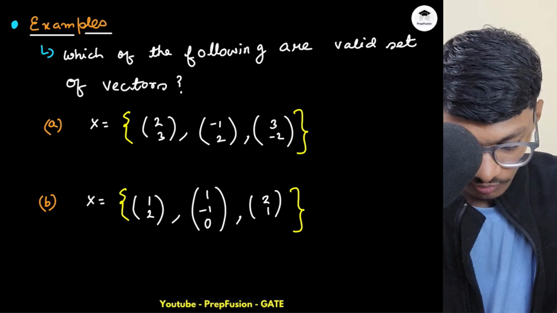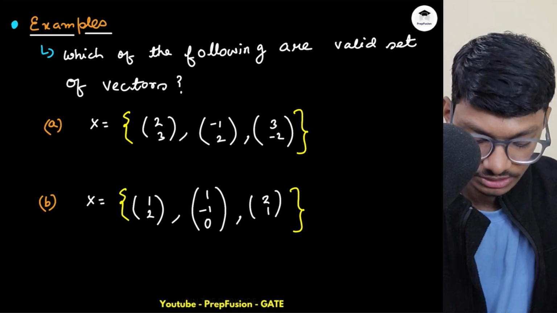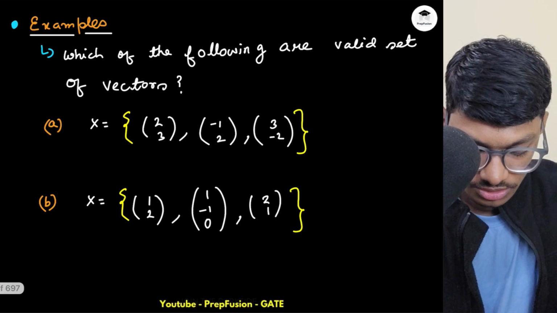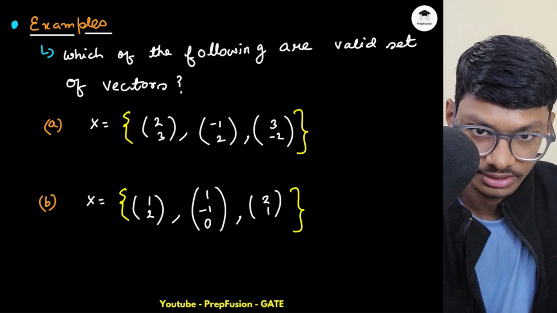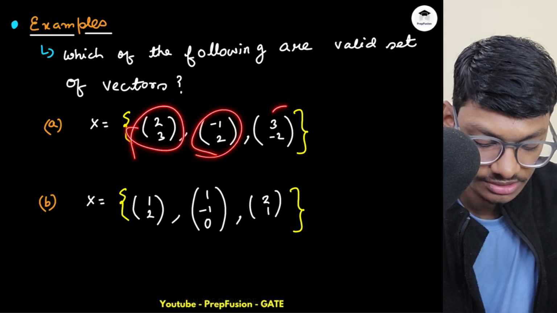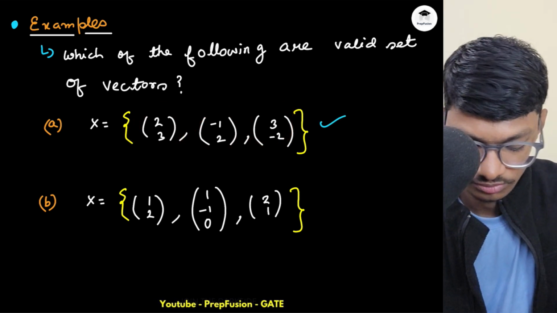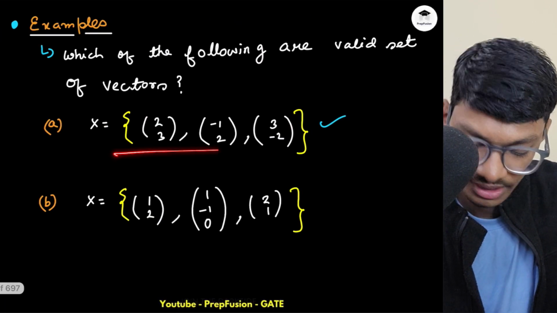So which of the following are valid set of vectors here? I told you, right, set means similar items. So here I have three vectors, three column matrices means 3 vectors, and each of them has dimension 2. So this is a set of vectors. There is no issue with this because this is satisfying the definition: set of n vectors of n dimension, similar items.